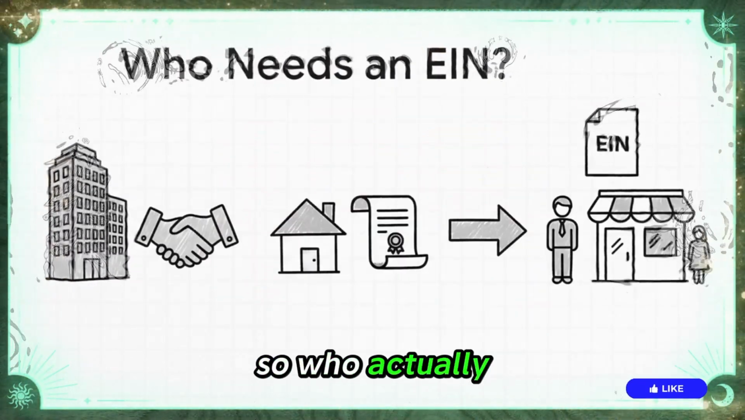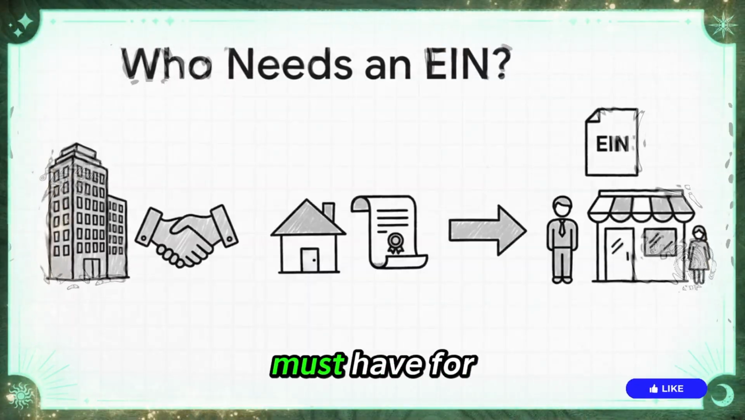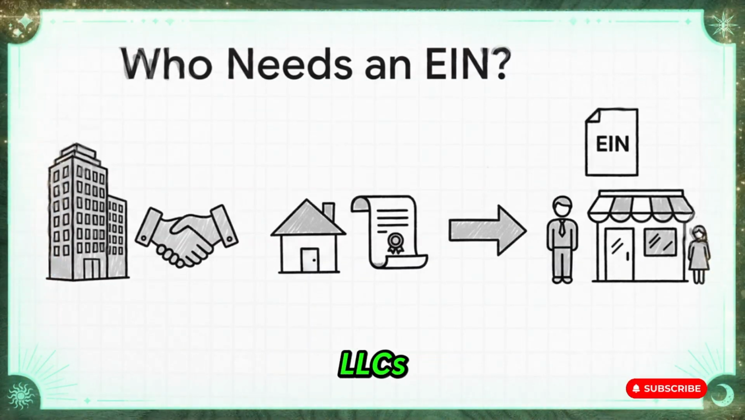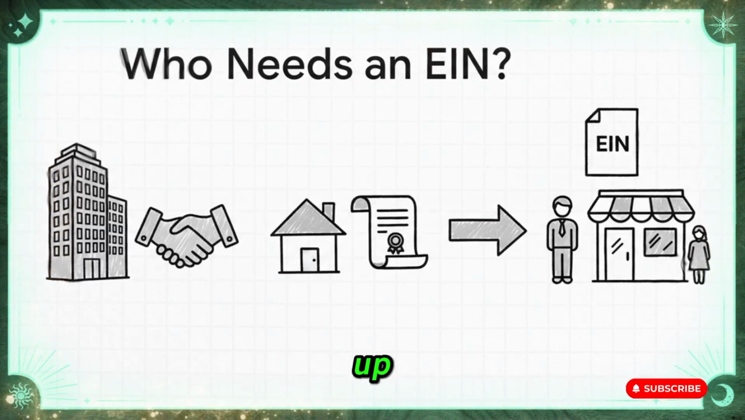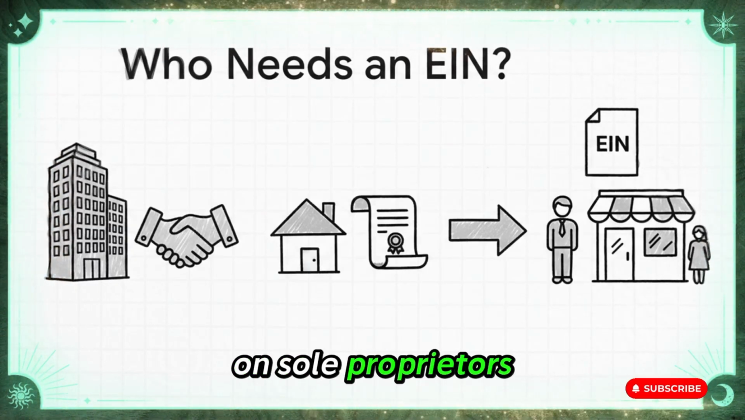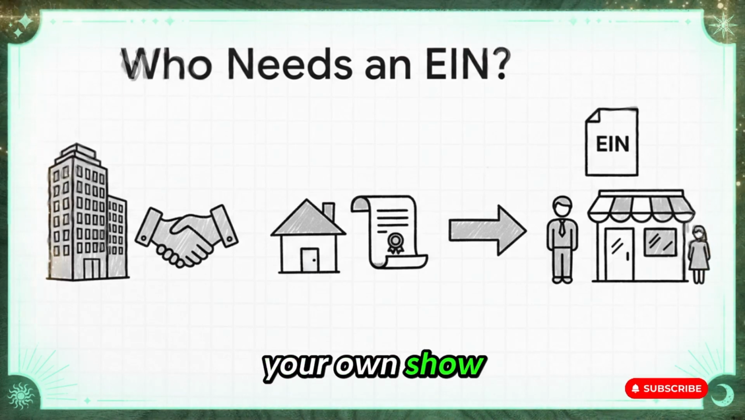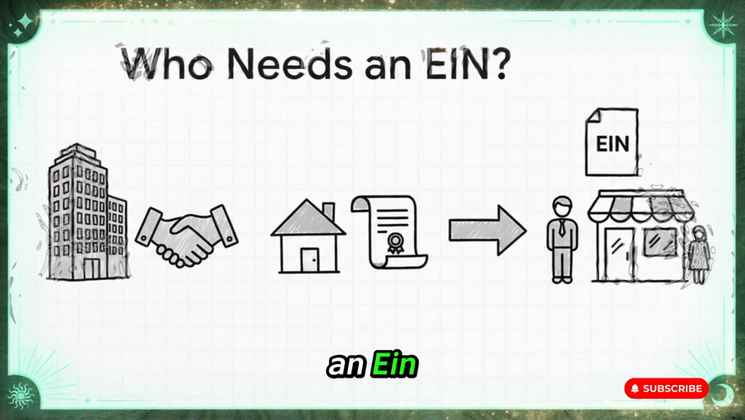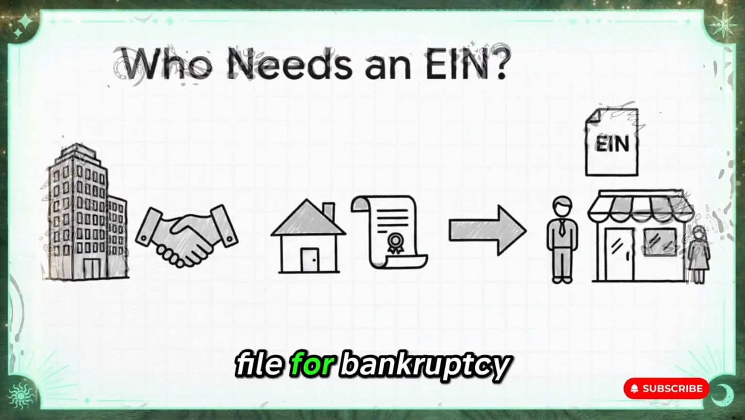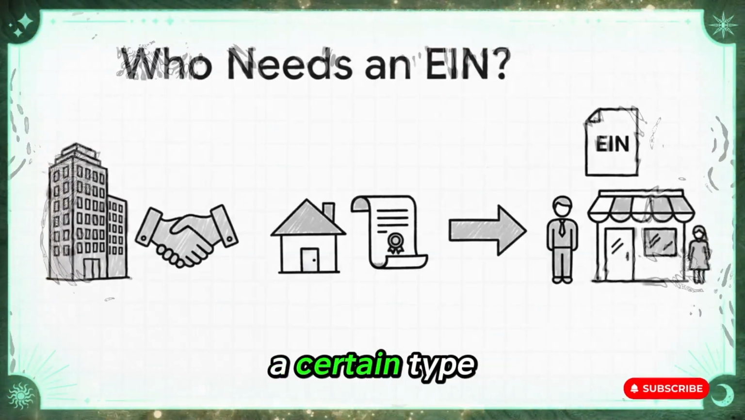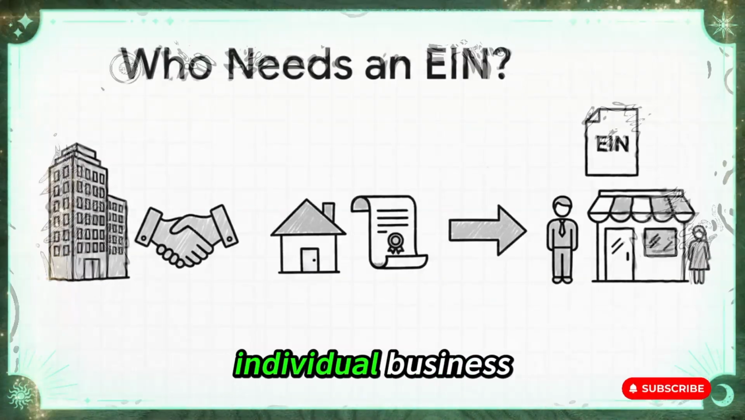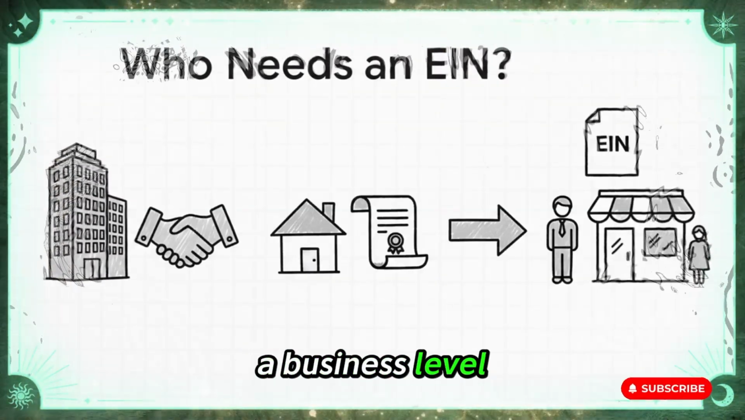So, who actually needs one? Well, it's a must-have for formal business structures like corporations or LLCs. But the part that trips a lot of people up is the section on sole proprietors. If you're running your own show and you hire even just one employee, boom, you need an EIN. Same thing if you have to file for bankruptcy or set up a certain type of retirement plan. Those are the triggers that force an individual business owner to get a business-level ID.